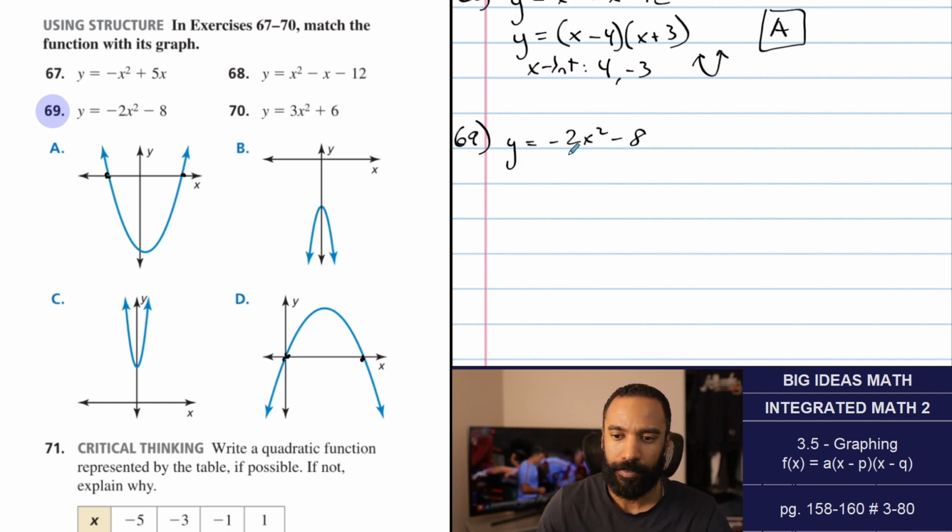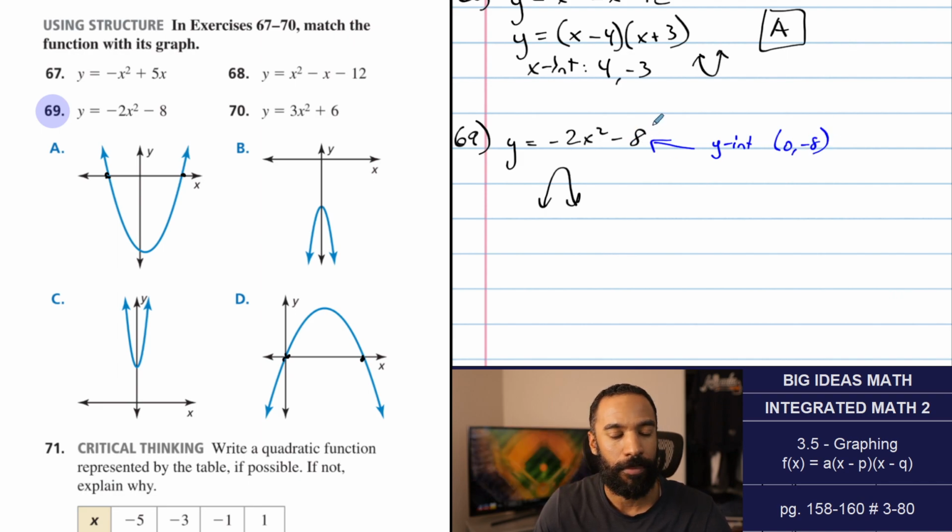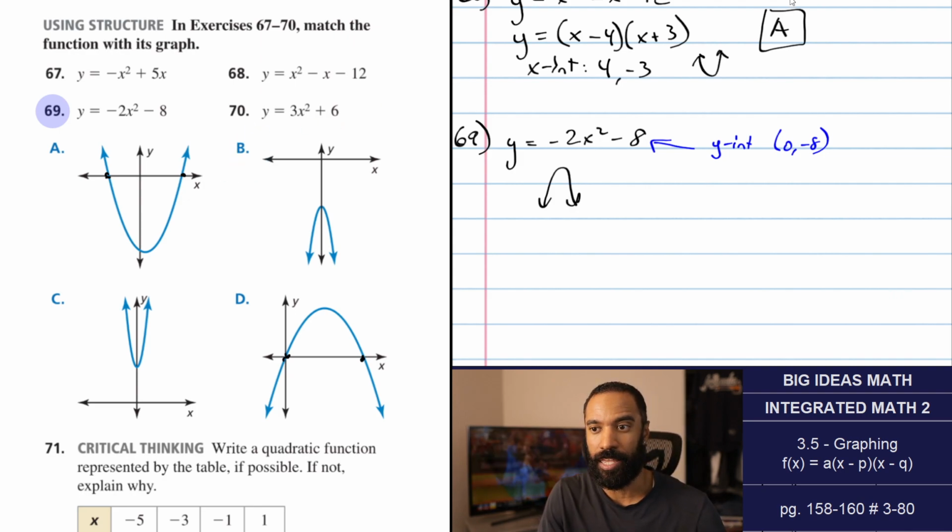What do we have? This graph faces downward, and -8 is not only the vertex for the y value, but it's the y-intercept. Y-intercept of 0, -8. This is standard form stuff. For the very fact it faces downward, it's going to be B. That's, I think, another thing we can mention. It's going to be B.